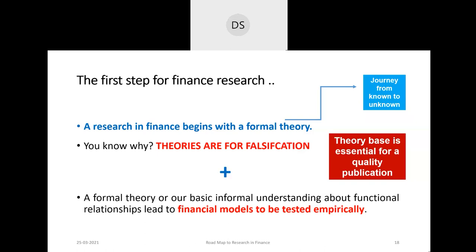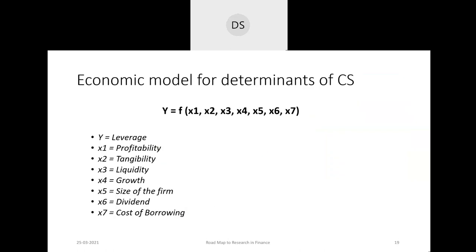So whenever you come up with an empirical result or empirical study output, and you have to get it published, quite normally, the journals which I listed in the previous slide are high-end journals. Even if you have to look for B-rated or C-rated journals, this theory basis is needed, because you have to have a journey from known to unknown. So this theory basis is very, very important. Okay.